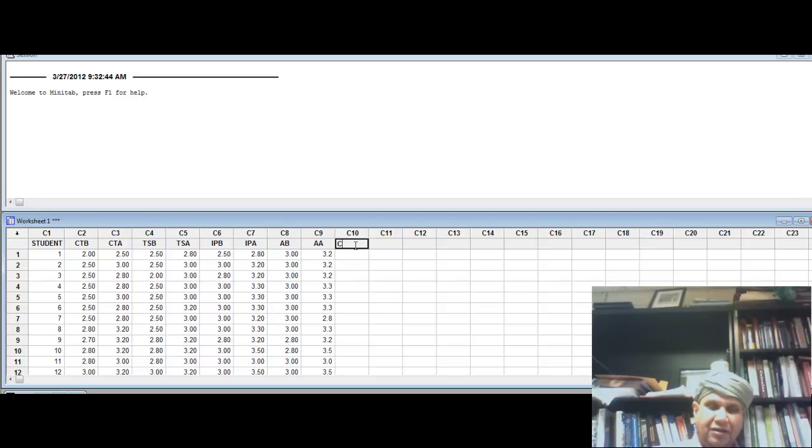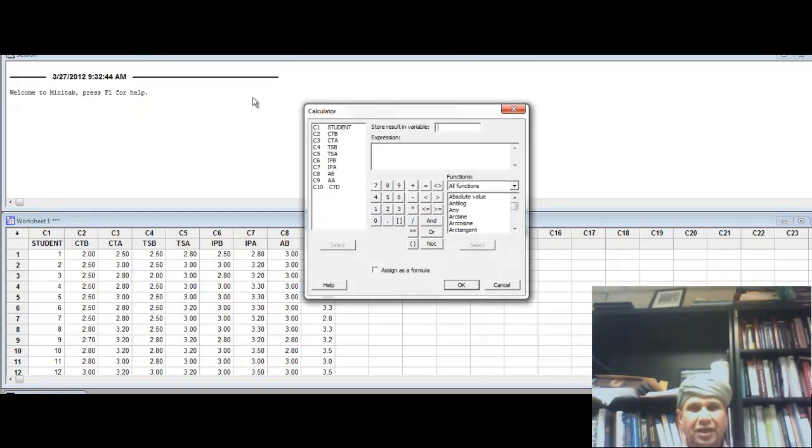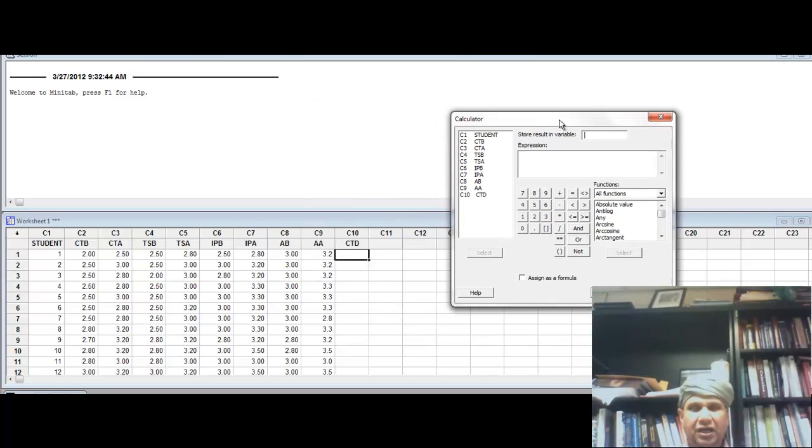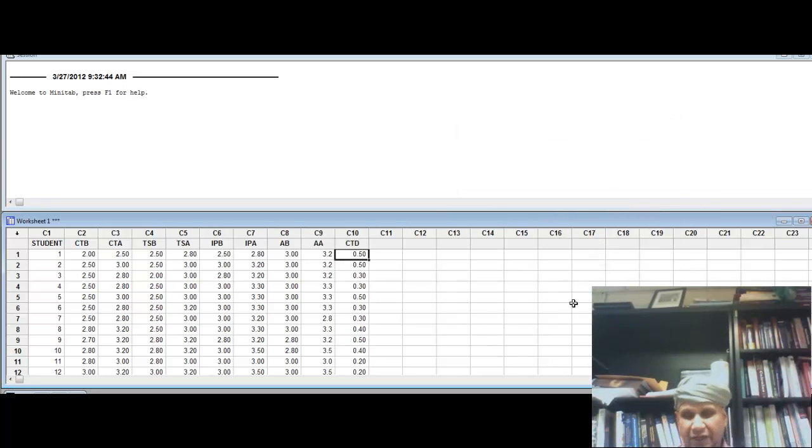Okay, so here I'm saying critical thinking difference. What I'm going to do here is take the after minus before, and for that we simply do this. See this calculation tab here? It shows calculator. Go to the calculator. And our column is which one? C10. This is where we are going to store the results, right? We are going to take the critical thinking after minus the critical thinking before, and here it's populated, right?